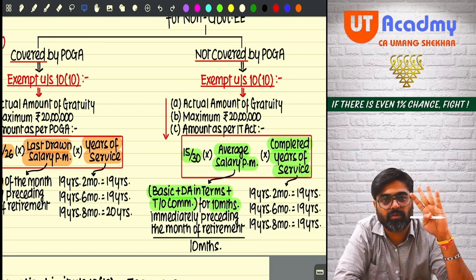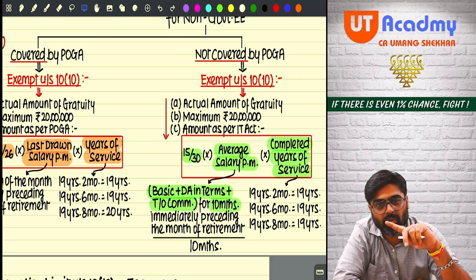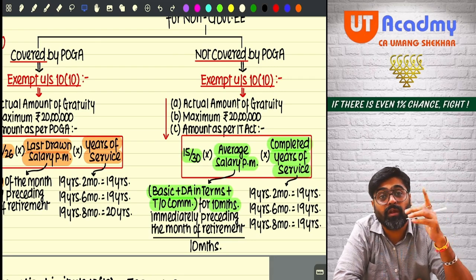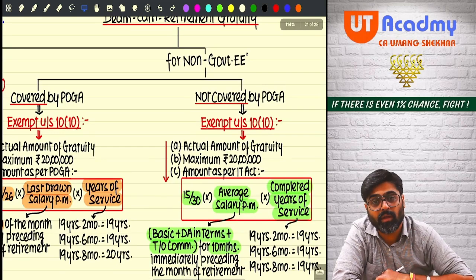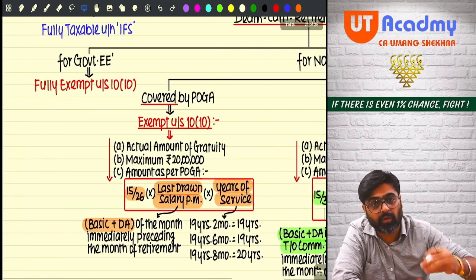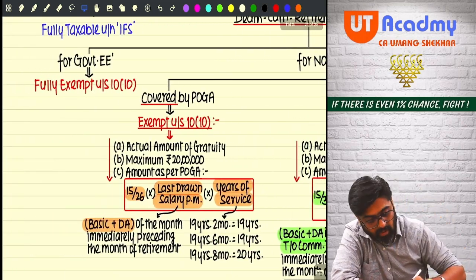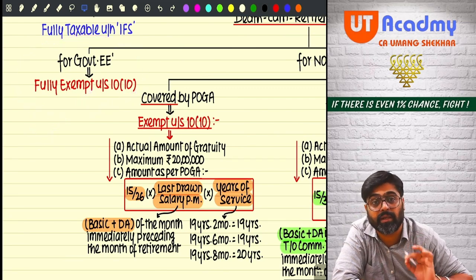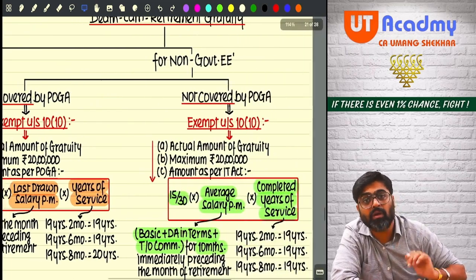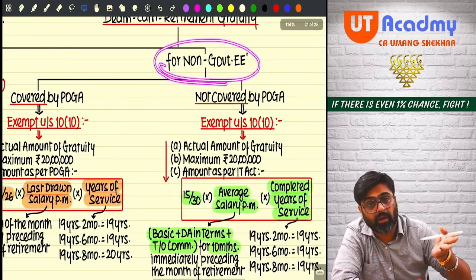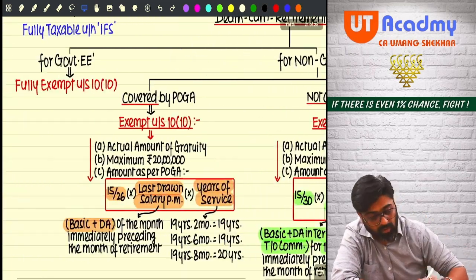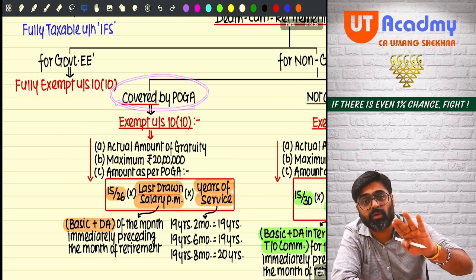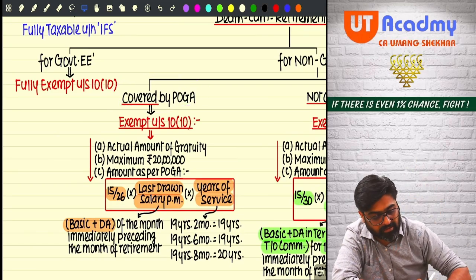Payment of Gratuity Act. POGA, not covered by POGA. When will you see this? When you are a non-government employee. But if you are a government employee, no need to see POGA or not covered by POGA. Whatever death cum retirement gratuity received, fully exempt. Under which section? 10(10). But if you are a non-government employee and you are receiving gratuity, because you were covered by POGA, then your death cum retirement gratuity will also be exempt under section 10(10).